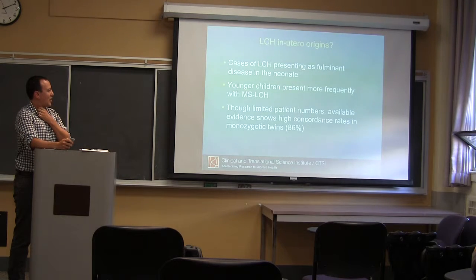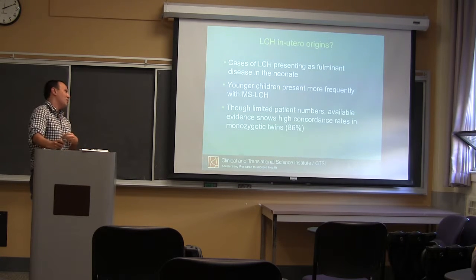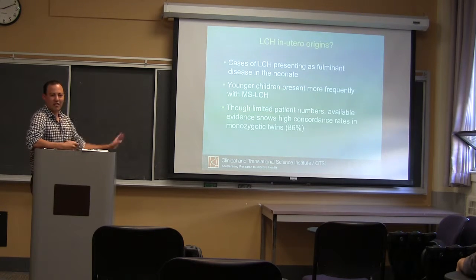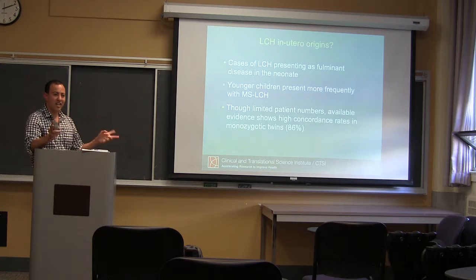Yes. So, what do we have that goes with this occurring in LCH? I think we do see LCH fulminant disease in neonates. So something happened in utero, unless it happened as the baby was coming through the birth canal, which is probably what happened. Again, we see more multi-system disease in younger children. So could this be an explanation of why multi-system versus single system? Possibly. And then we also have high concordance rates in monozygotic twins. So again, it's either genetic, something.